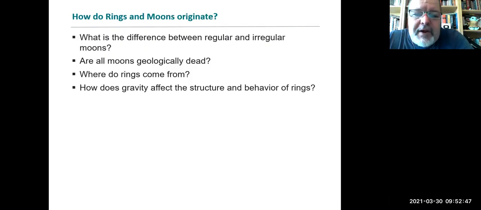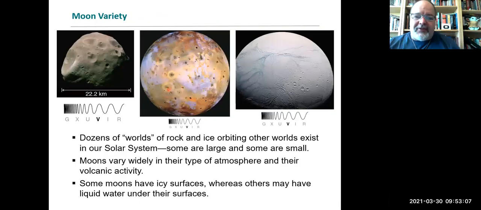What is the difference between regular and irregular moons? I gave you that already. Are all moons geologically dead? You can see this is going right along with the learning goals. Where do rings come from, other than spouses, boyfriends, girlfriends, whatnot? How does gravity affect the structure and behavior of rings? Those are all things like the learning goals.